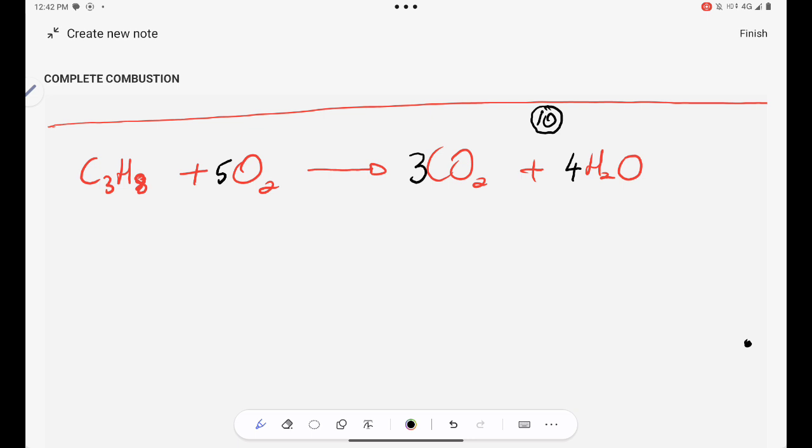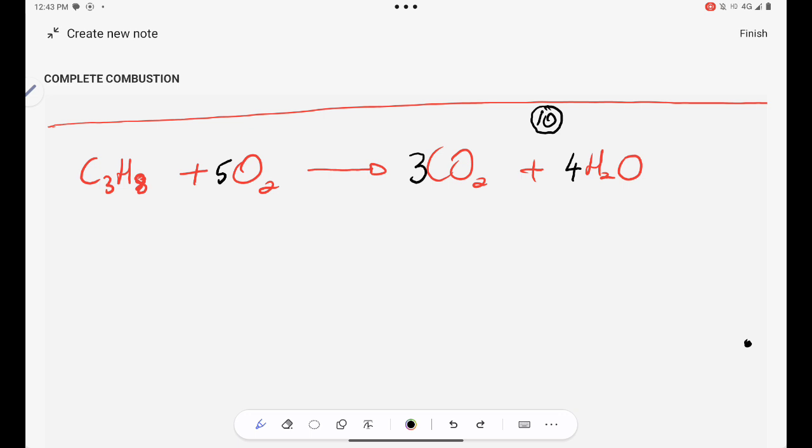Now let's check whether the equation is balanced or not. The number of carbons on the left and on the right are both equal to 3. The number of hydrogens on the left and on the right are both equal to 8. Same applies with oxygens. I have 5 times 2, which is 10, and on the right hand side I had the total number of 10 oxygens. That's how you balance your equation.